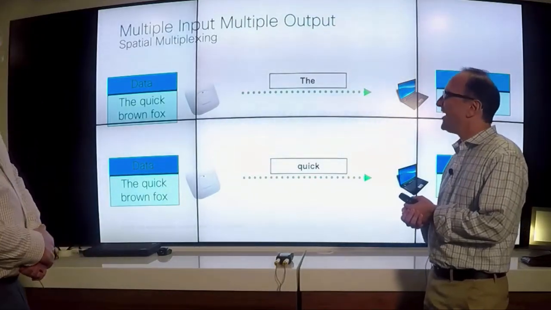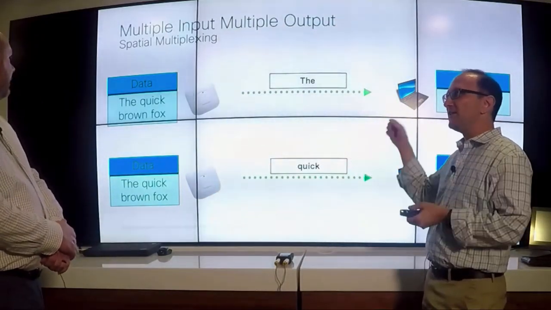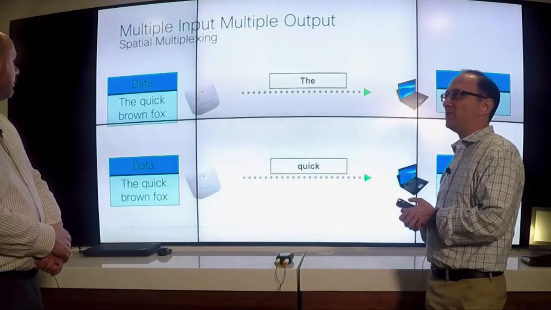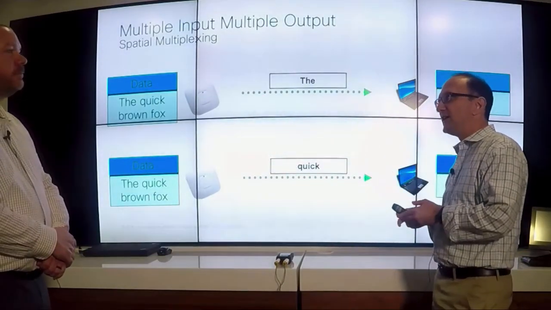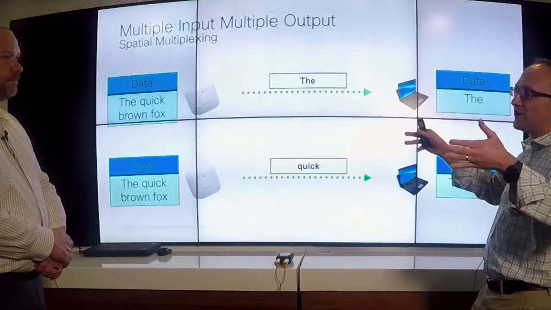There wasn't. So receive, transmit, the last trick that we play with MIMO is what's called spatial multiplexing. Mm-hmm. So I've got these different transmitters, right?